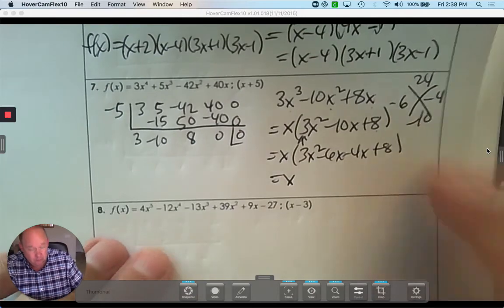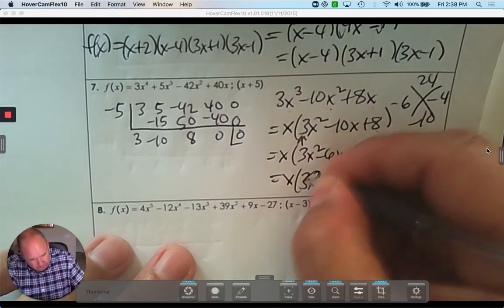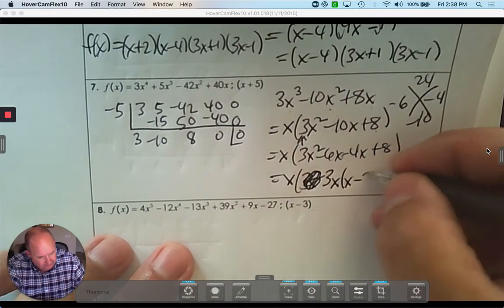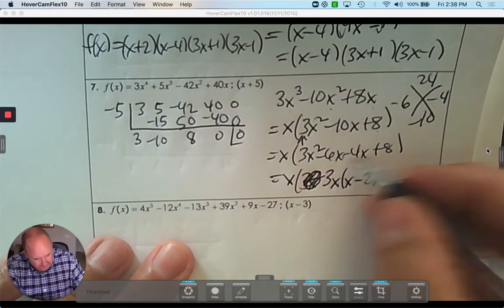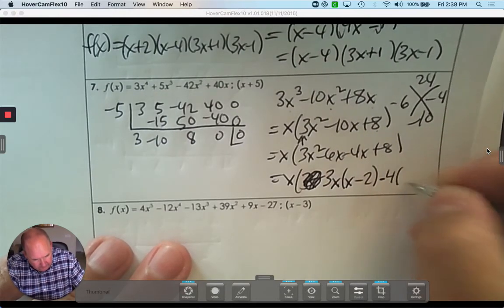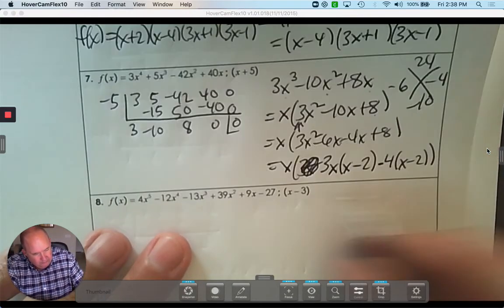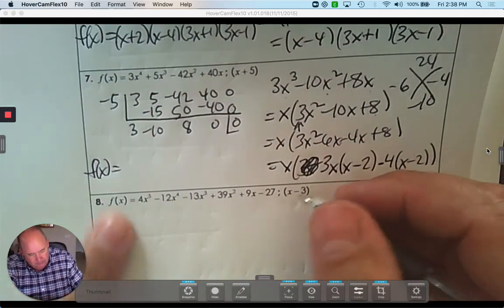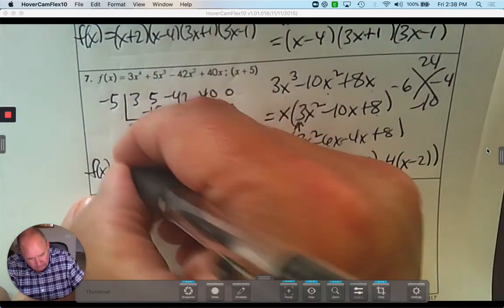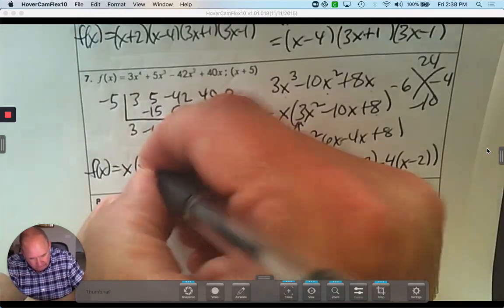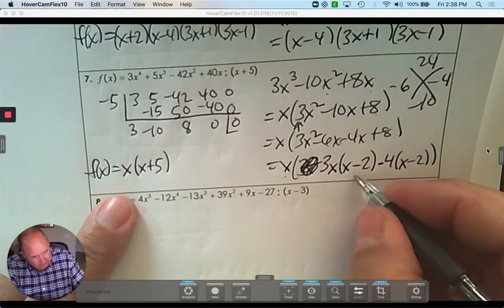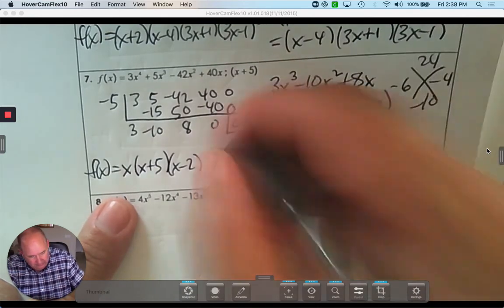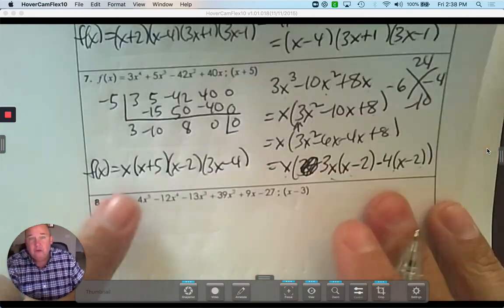So if I look here at the first two terms, they have a 3x in common. That's x minus 2. If I look at the next two, they have a negative 4 in common. That's x minus 2. And notice now they share. So I can write the final answer now. I'm going to put this in order here. So x is a factor. I'll put that first. x plus 5 is a factor. Then we found x minus 2. And then what was left over is 3x subtract 4. And those are all the factors.